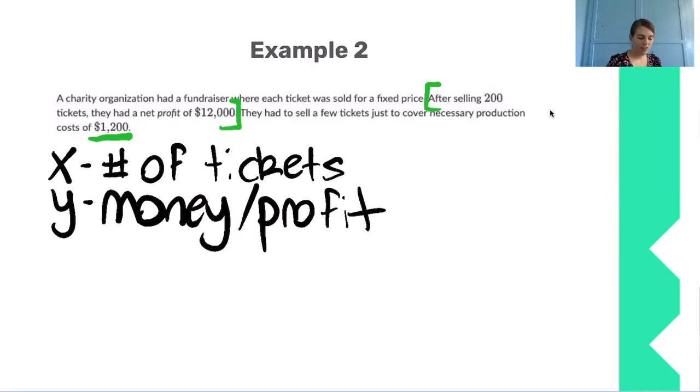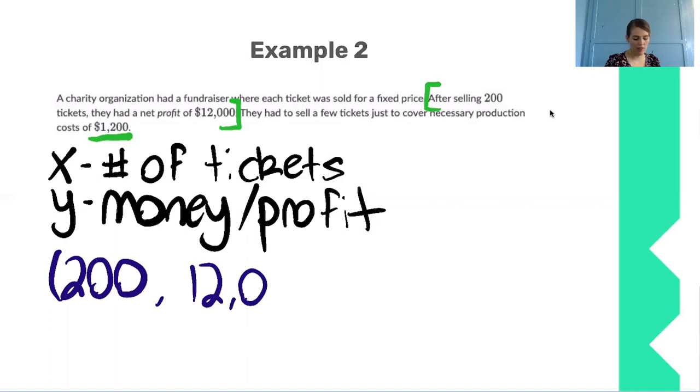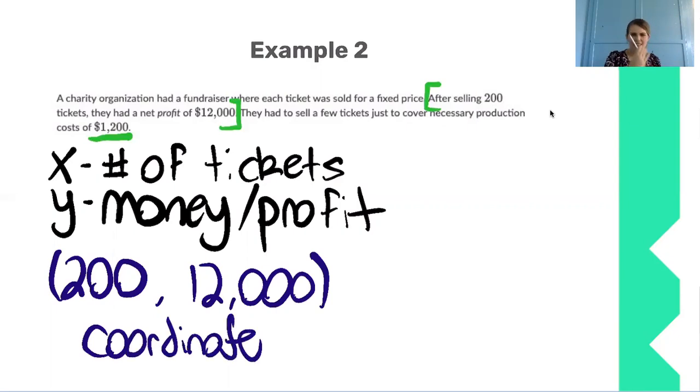So the first statement tells me that after selling 200 tickets, they had a profit of $12,000. So that's an X value of 200 and a Y value of 12,000. So that gives you a coordinate point. The next is a little tougher. It says they had to sell a few tickets to cover necessary production of $1,200.